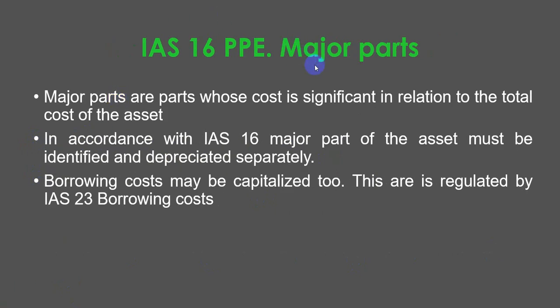So, major parts. Major parts are parts whose cost is significant in relation to the total cost of the asset. In accordance with IAS 16, a major part of the asset must be identified and depreciated separately. Borrowing costs may be capitalized too. This is regulated by IAS 23 Borrowing Costs.